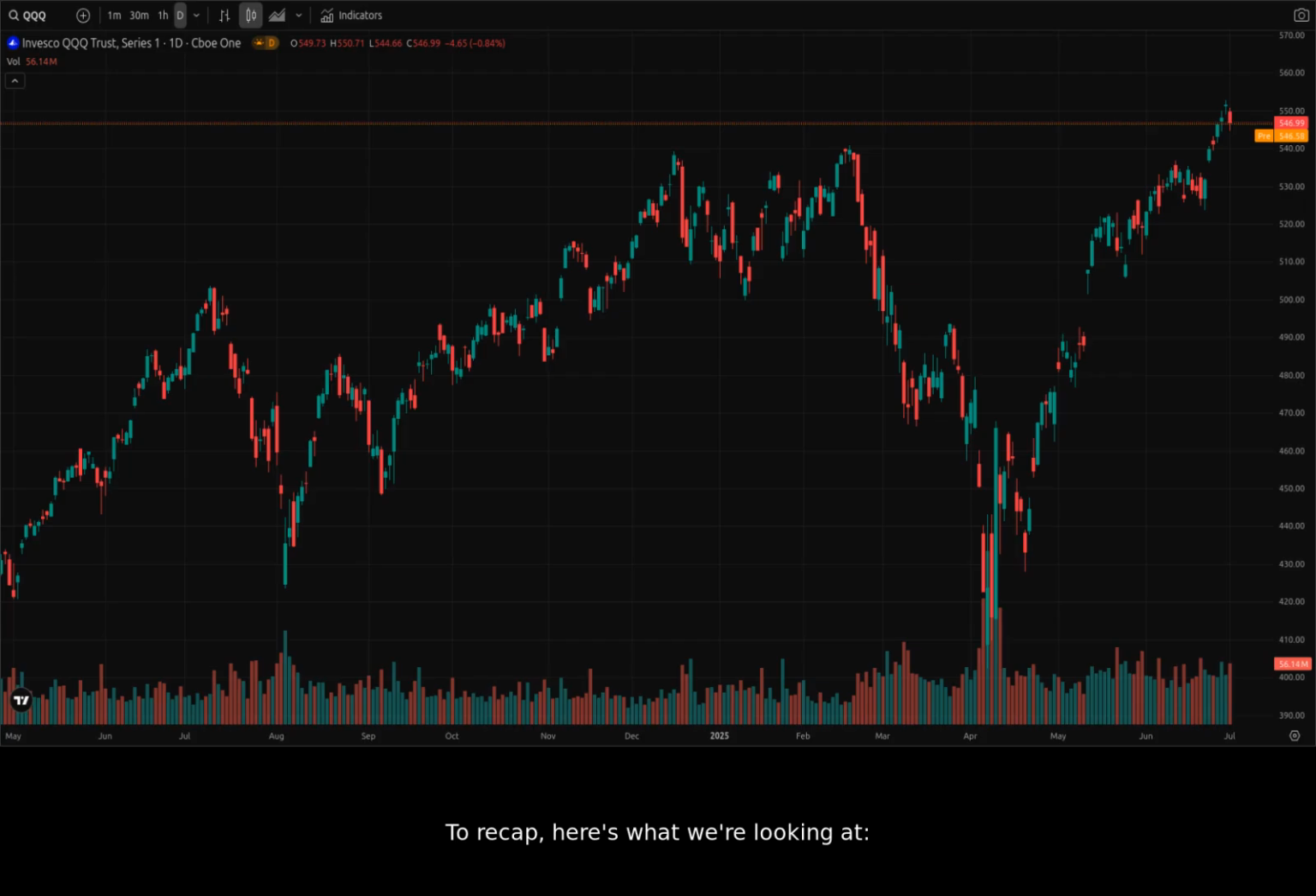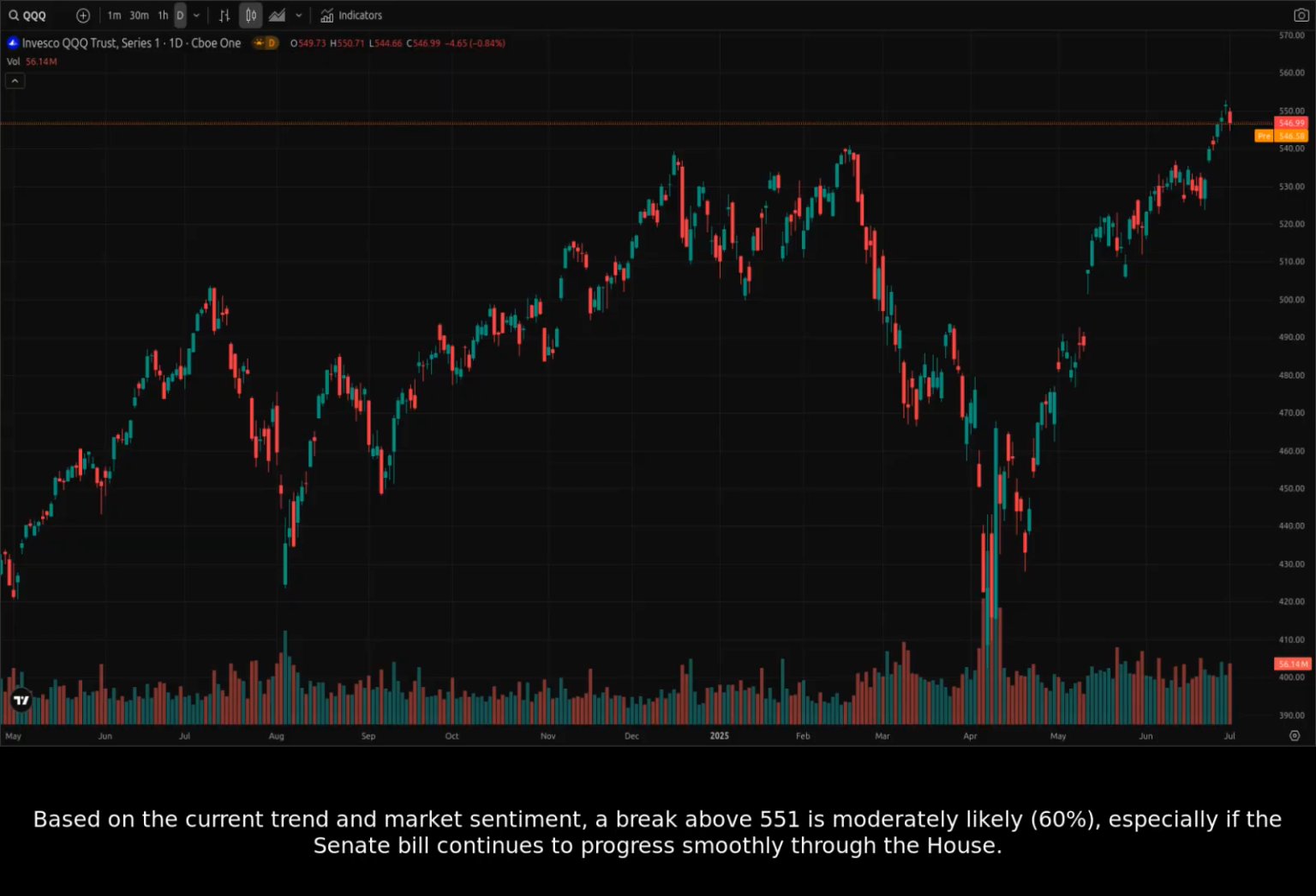To recap, here's what we're looking at. Key support, 546. Key resistance, 551. Based on the current trend and market sentiment, a break above 551 is moderately likely, 60%, especially if the Senate bill continues to progress smoothly through the House.